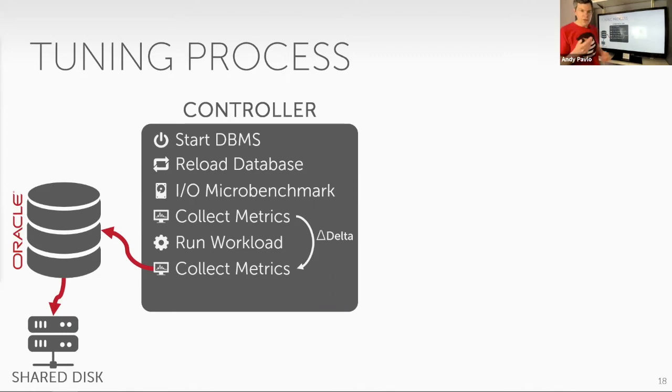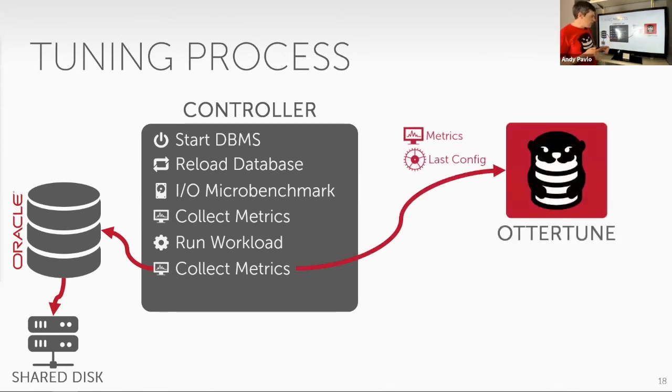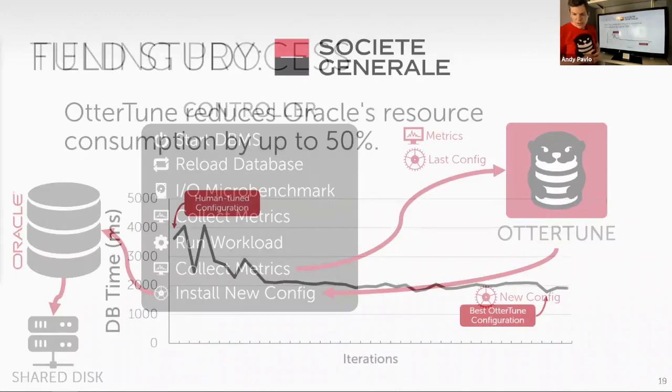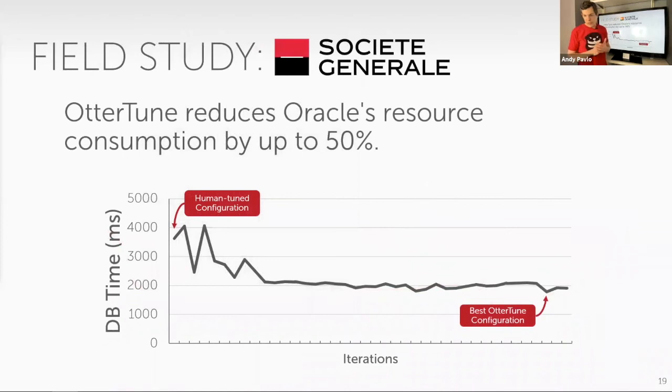You subtract them, and that tells you how much data you read when you ran the workload. And then we ship this over to OtterTune. It would then compute a new config and ship it back over. So I'm going to show one graph that we published in VLDB this year that shows the performance benefit we're getting. So again, this database had already been tuned by in-house human experts, and after running the trial for several days, OtterTune was able to produce a configuration that reduced the DB time measurement by 50%.